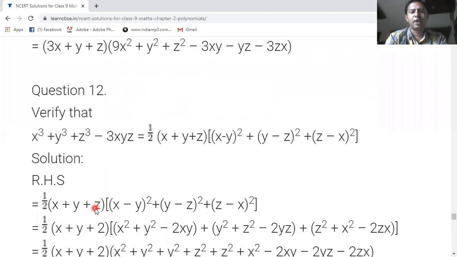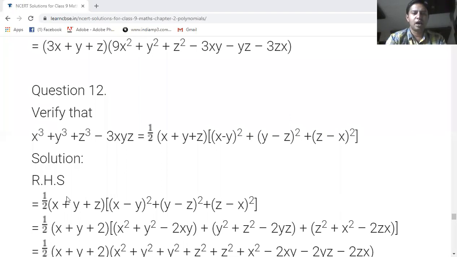We'll take the right hand side of the question, that is half of x plus y plus z, x minus y square plus y minus z square plus z minus x square. We know the identity of a minus b whole square is a square plus b square minus 2ab, or a square minus 2ab plus b square, irrespective of order.